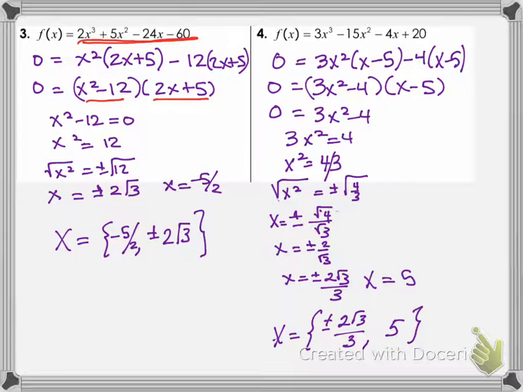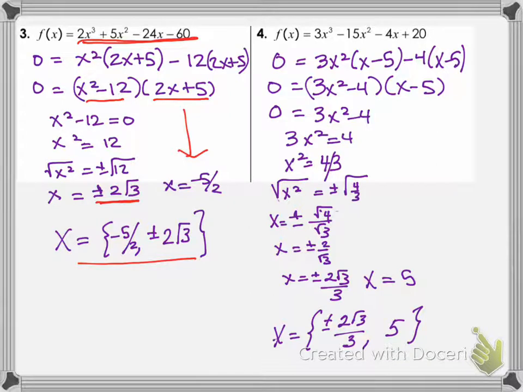So setting this one equal to 0, you get x squared equals 12. Taking the square root of both sides, don't forget plus or minus, you get plus or minus the square root of 12, which simplifies to plus or minus 2 square root of 3. And of course, this one is just negative 5/2. So there's your answer, negative 5/2 plus or minus 2 square root of 3.